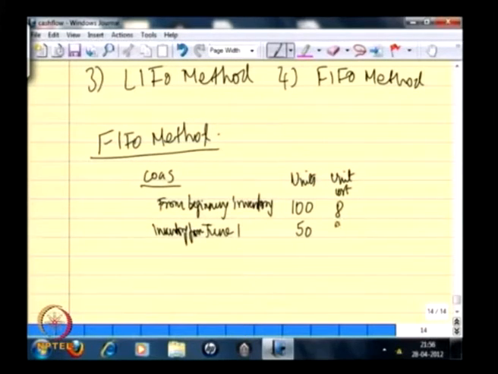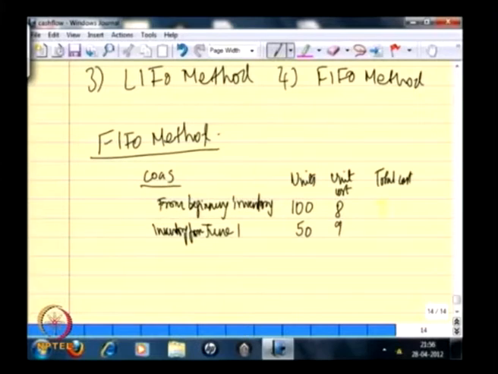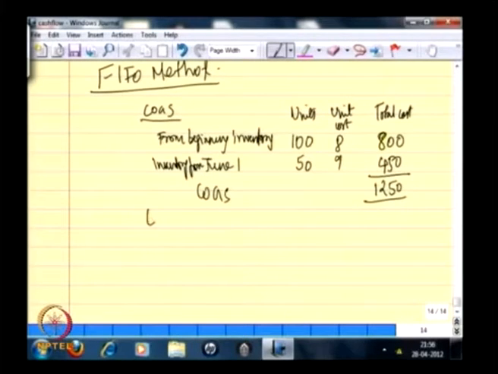Now, what was the cost of purchase? It was 8 and 9. So, the total cost is 800 and 450. So, this is my cost of goods sold. So, what will be my ending inventory?